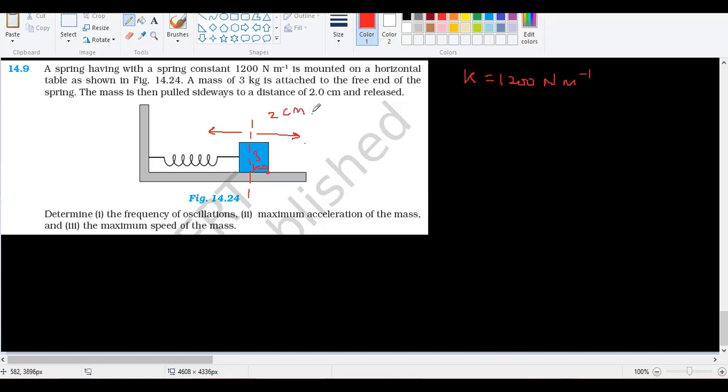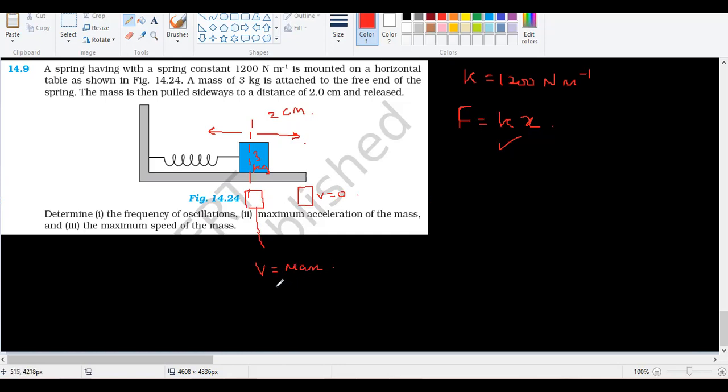Determine the frequency of the oscillation, maximum acceleration of the mass, maximum speed of the mass. Okay. F is equal to kx, right? K is given. Displacement is given. So you know that when it is at the maximum position, the extreme position, the velocity will be 0. But when it is passing through the mean position, the velocity will be maximum. This you should know from the basics.